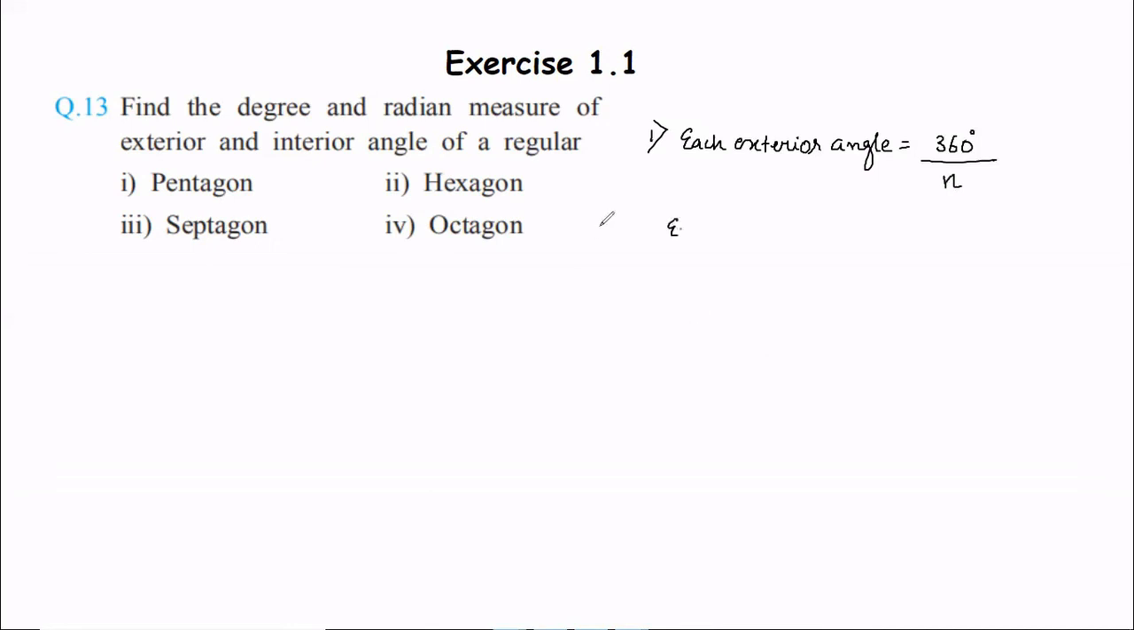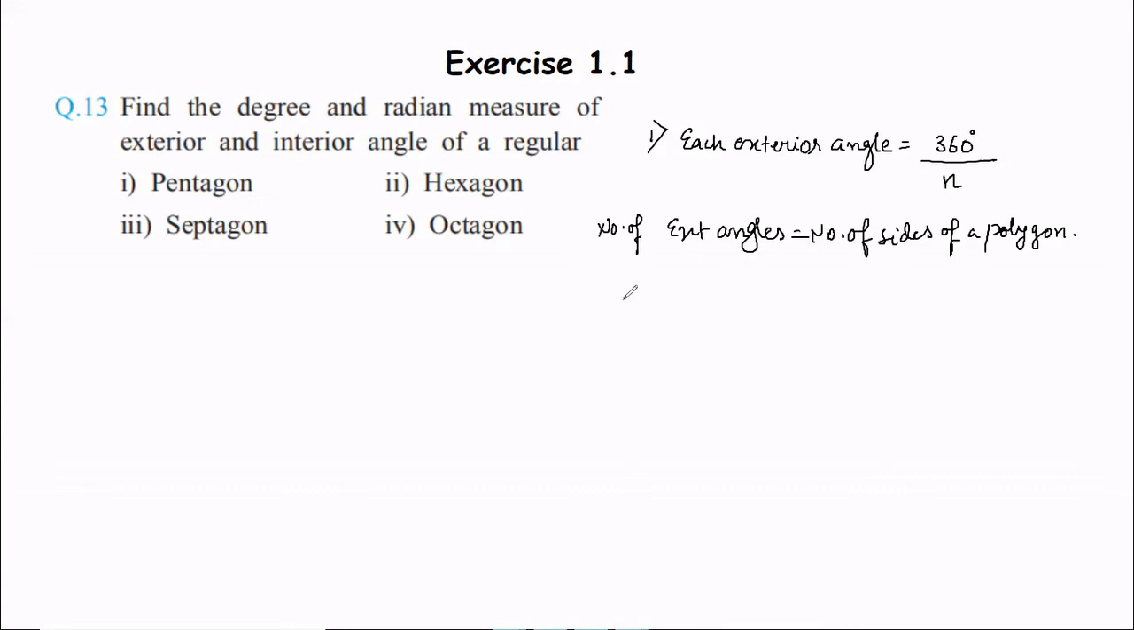The number of exterior angles will be equal to the number of sides of a polygon. For example, if I have a pentagon, I'll have 5 exterior angles as well. The number of sides of a polygon will be equal to the number of exterior angles. So if you have 5 sides, then it will be 5 exterior angles, like that.